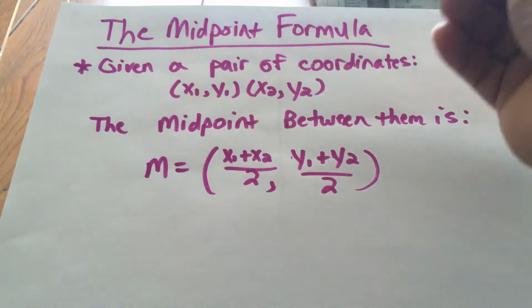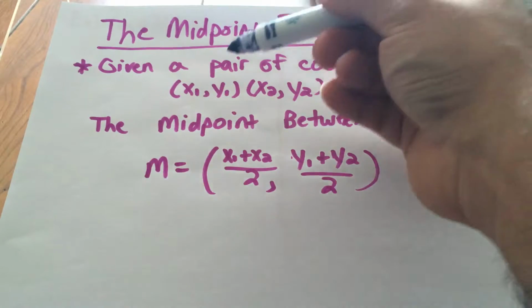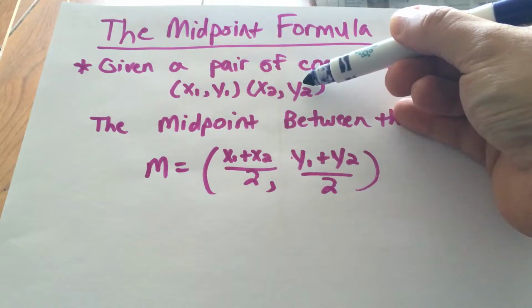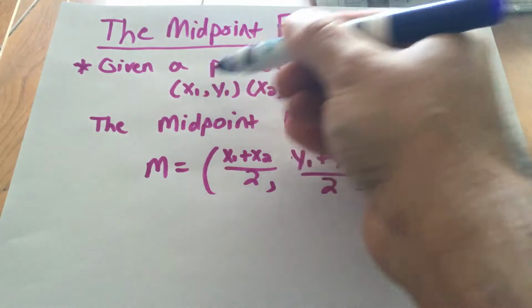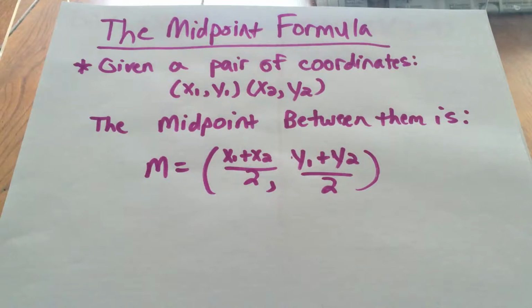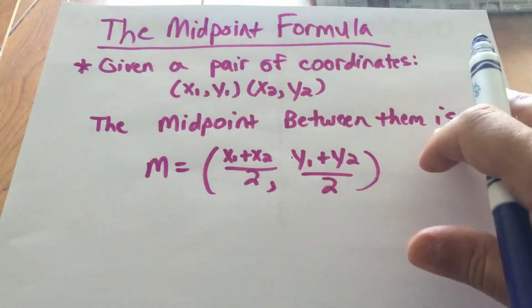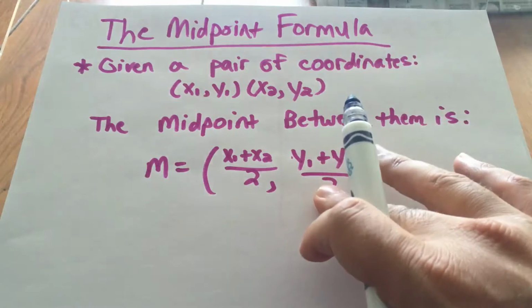All right. Given a pair of coordinates, x1, y1 and x2, y2, and again, these little subscripts 1 and 2 are just there to tell you that these are two different coordinate points on the coordinate plane. If you take these two different coordinates and you plot them, and you want to find the midpoint between them, you'll use this formula down here.